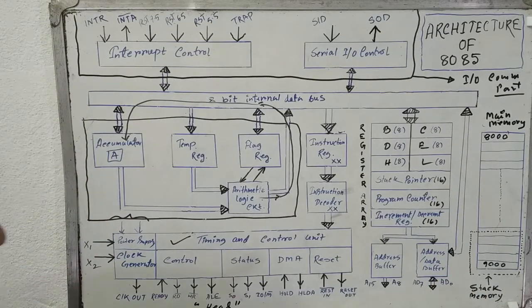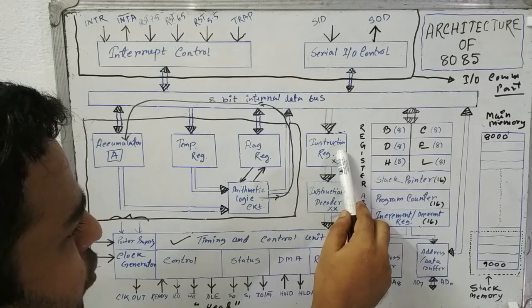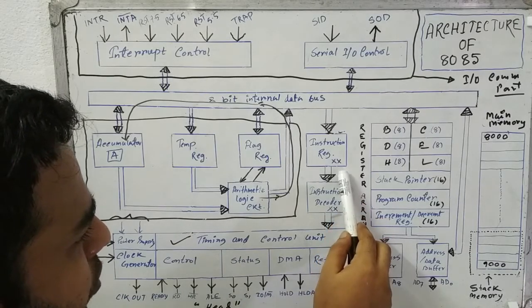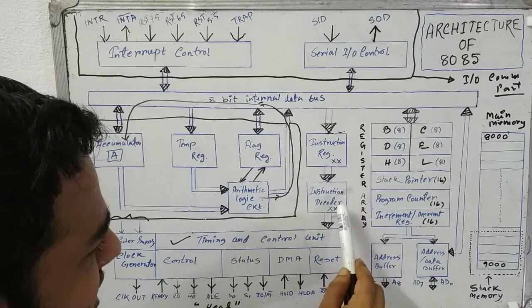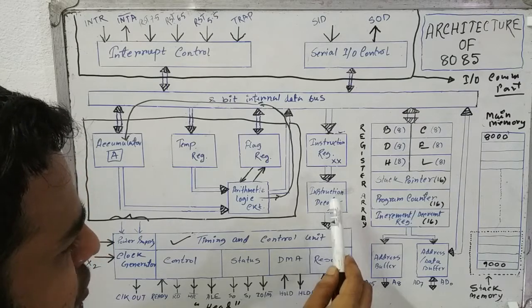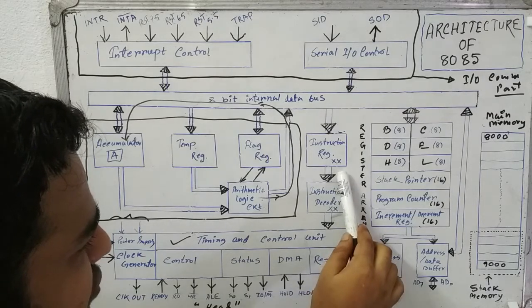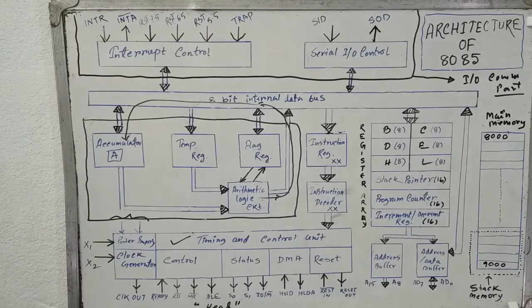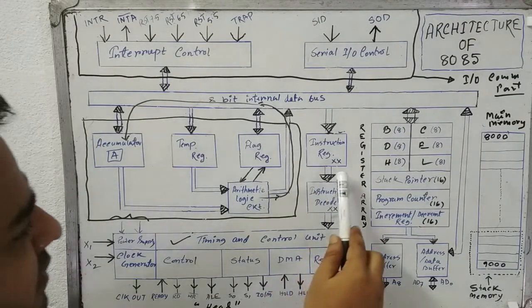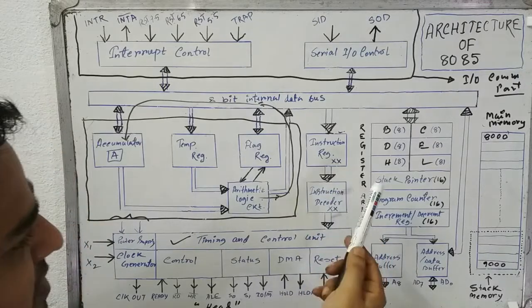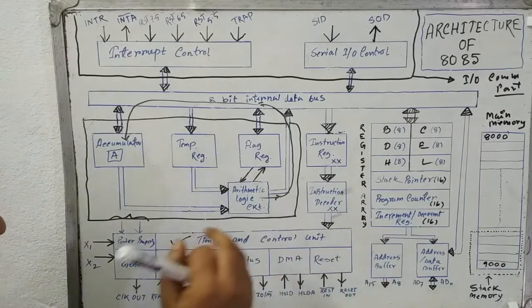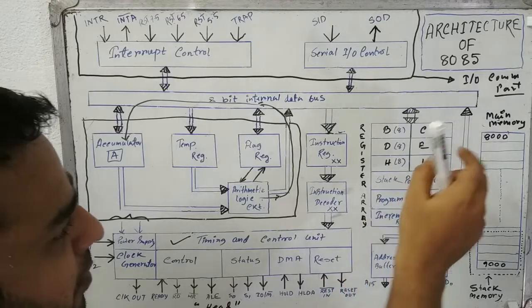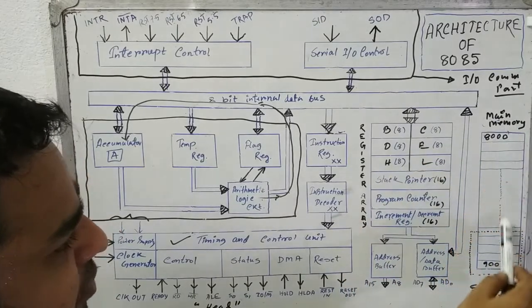Here you may notice there are two more registers left. One is the instruction register, another is the instruction decoder. So let's first talk about the instruction register. Basically, the microprocessor starts to perform when it is given some instruction. All the instructions are already stored in the main memory of the microprocessor.